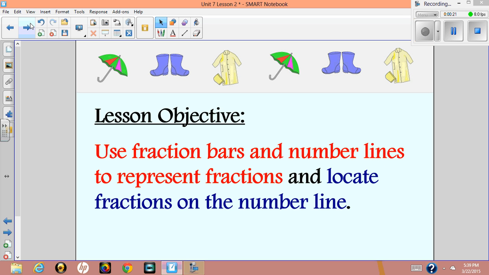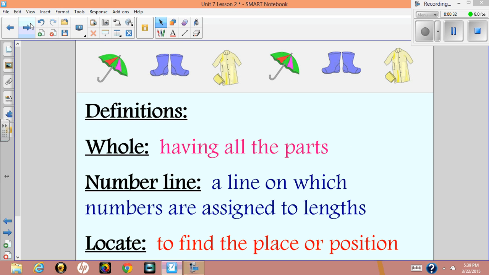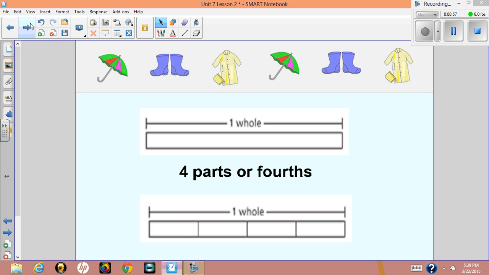So the objective of this lesson is to use fraction bars and number lines to represent fractions and to locate fractions on the number line. So just some definitions that you need to be aware of. You probably are already, we discussed this in the first lesson. A whole is having all the parts. The number line, which we discussed significantly in division, is a line on which numbers are assigned to lengths, and to locate is to find the position or place.